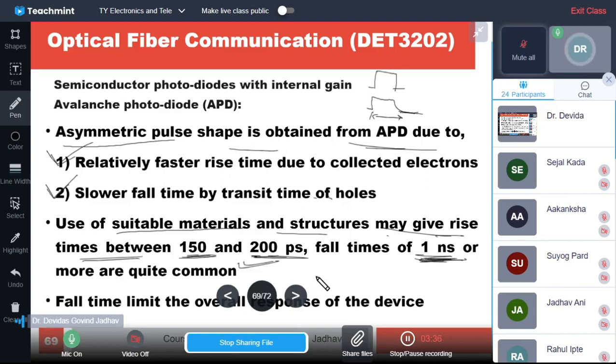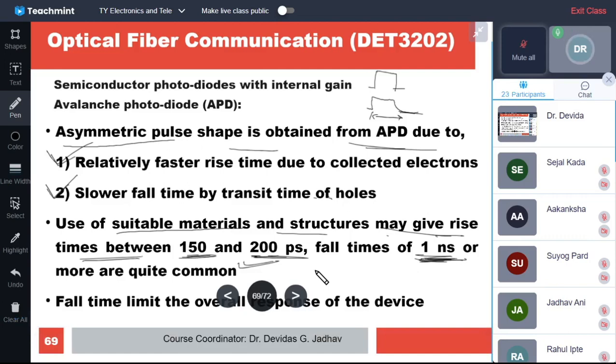response. Okay. So there is an asymmetric pulse obtained from APD. And this asymmetry is due to the relatively faster rise time due to the collection of the electrons and slower fall time by the transit time of the holes. And both can be minimized further by use of suitable materials as well as structure, and may give rise time between 150 picosecond and 200 picosecond, and fall times of 1 nanosecond or more is also there. And as the fall time is very large, the fall time limits the overall response of the device. Okay.